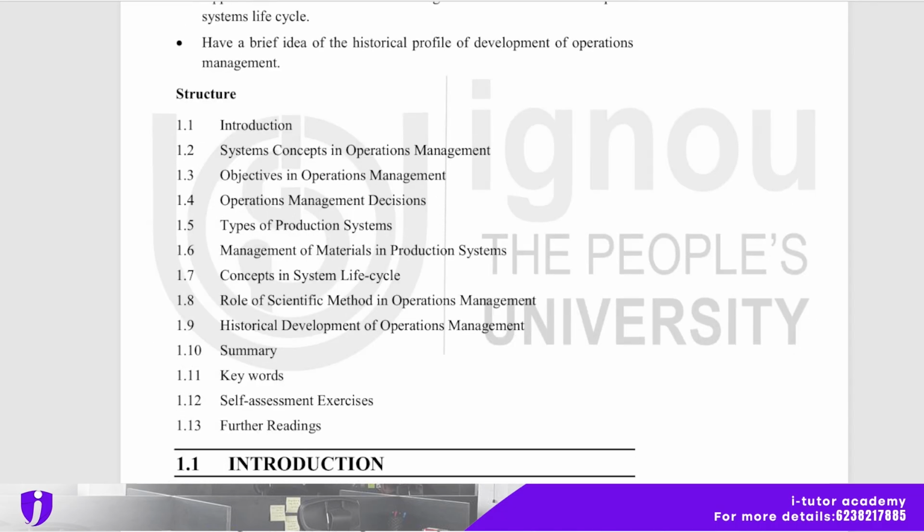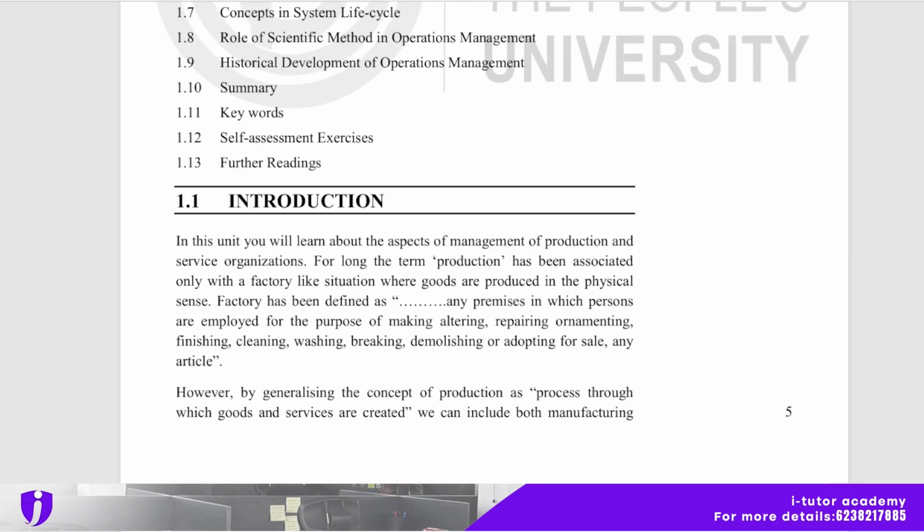The structure of this unit is: introduction, systems concept in operation management, objectives in operation management decision, type of production system, management of materials in production system, concepts in system life cycle, role of significant method in operation management, historical development of operation management, summary and keyword section, and self-assessment questions also. Okay, and let's begin with the introduction part.